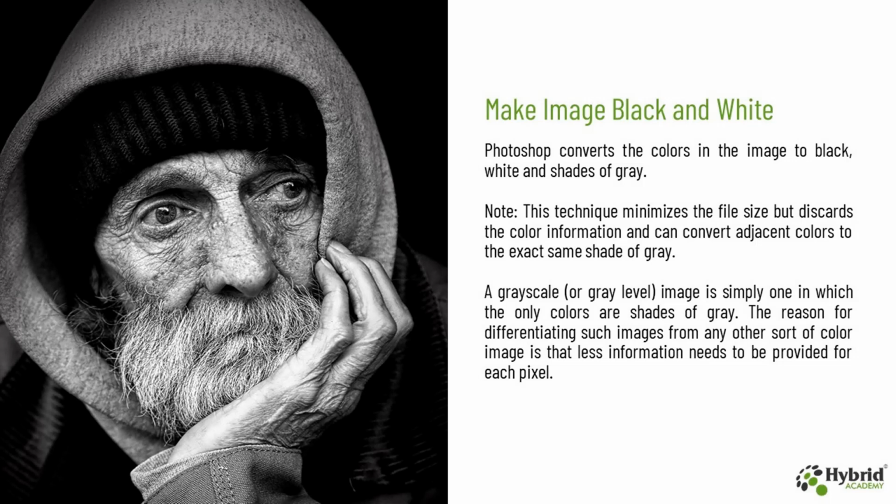Let's learn how to make an image black and white. Photoshop converts the colors in the image to black, white, and shades of grey. Please note, this technique minimizes the file size but discards the color information and can convert adjacent colors to the exact same shade of grey.